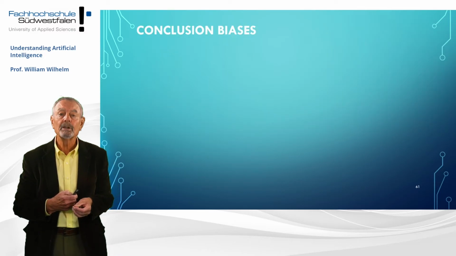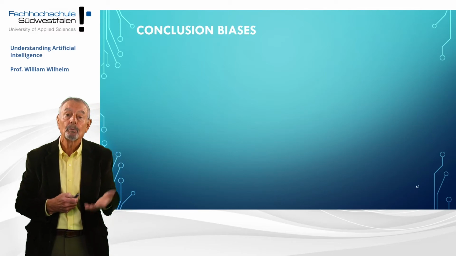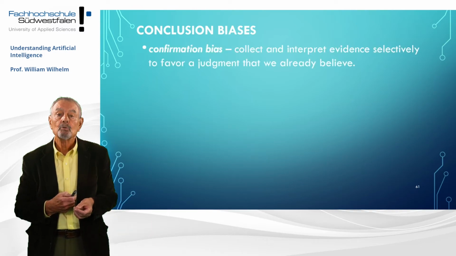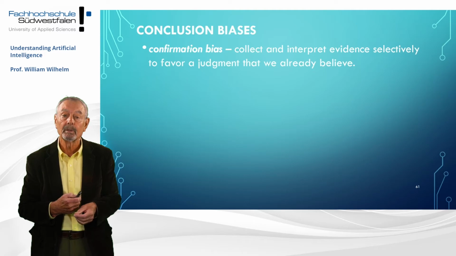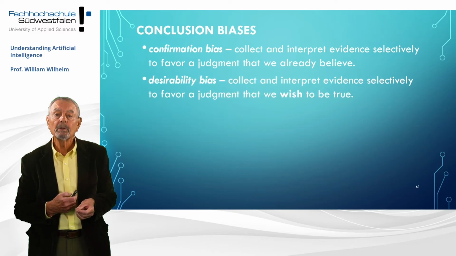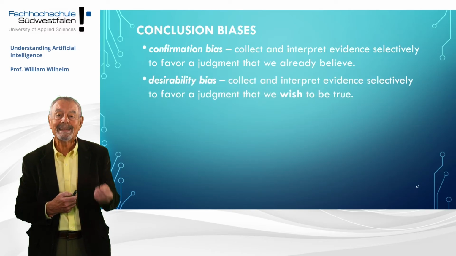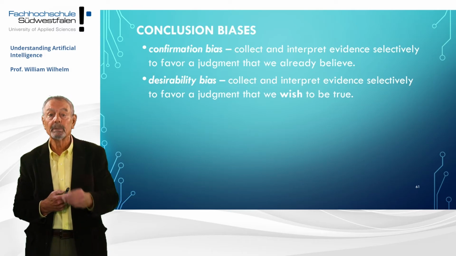Conclusion biases are prejudgments conflated as evidence supporting a conclusion. We often start the process of judgments with an inclination to reach a particular conclusion. In other words, we prejudge. We defend these premature judgments by searching for arguments that support our beliefs. We ignore arguments that challenge our beliefs. This is the effect of the confirmation bias. Closely related to the confirmation bias, when we tend to collect and interpret evidence selectively to favor a judgment that we wish to be true, we are affected by the desirability bias.